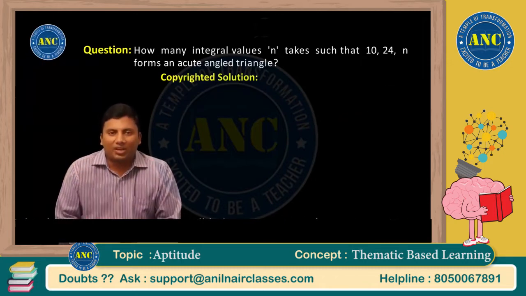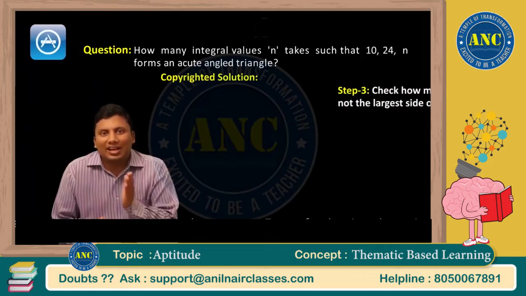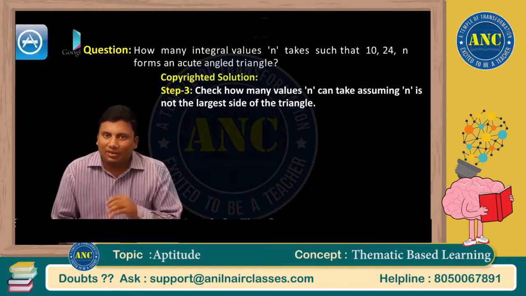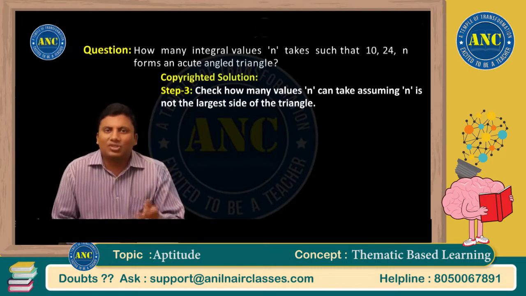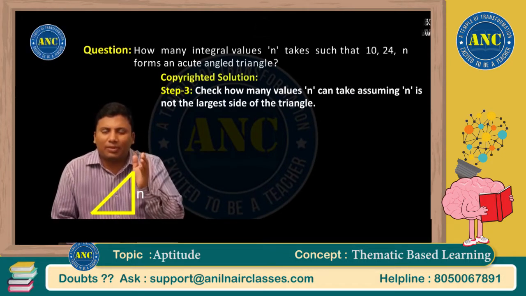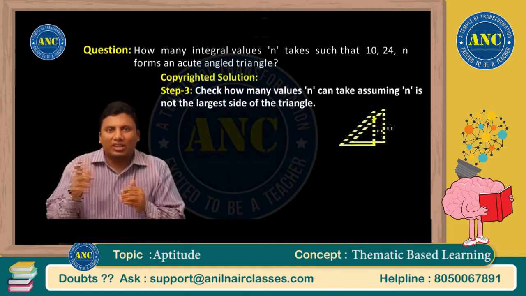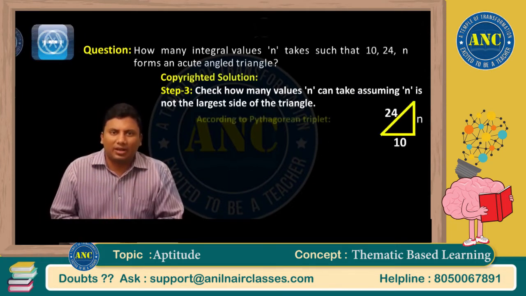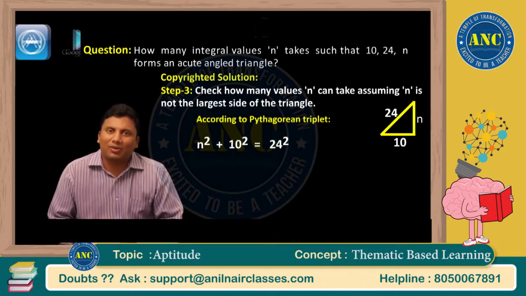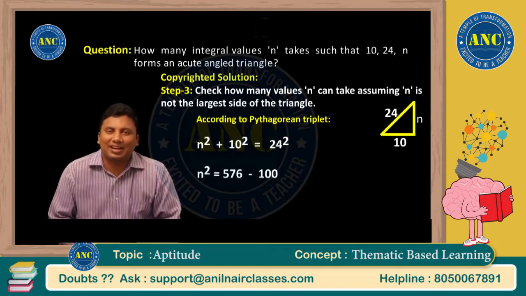Step number 3. What is step number 2? n is the largest side. Step number 3, n is not the largest side. So if n is not the largest side, assume n to be the height. If I take n to be the height, the figure will become n, 10, 24. Apply the Pythagorean triplet. n square plus 10 square equals 24 square. n square equals 576 minus 100. n square equals 476. 476 means n equals 21 point something.